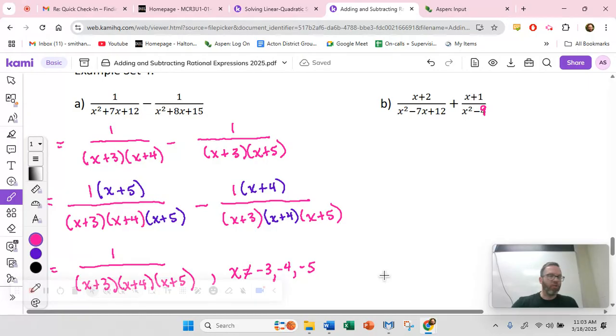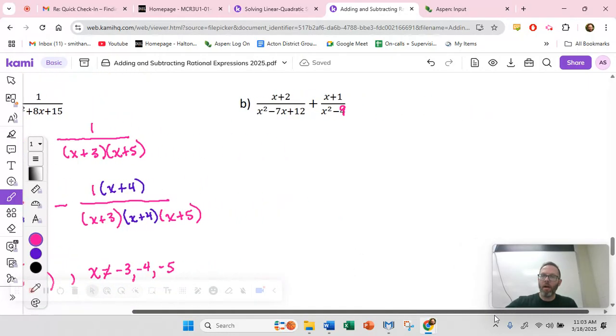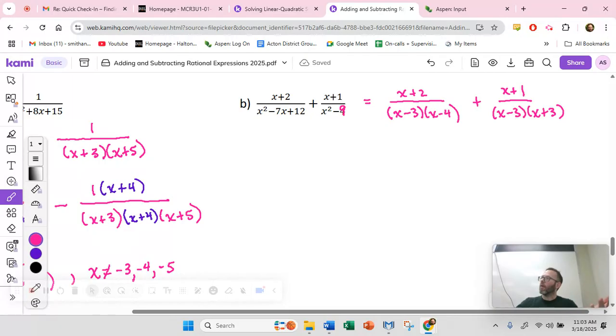All right, I am going to come along for the ride. Since I have the space to the right, I think I'll do my factoring over here. So adds to minus 7, multiplies to 12: minus 3 and minus 4. Plus, difference of squares, x squared minus 9, x minus 3, x plus 3. Aha, it's now more clear how we can make these denominators common.